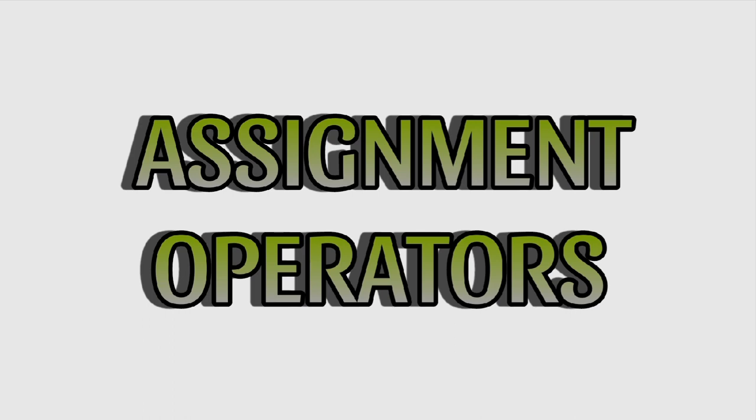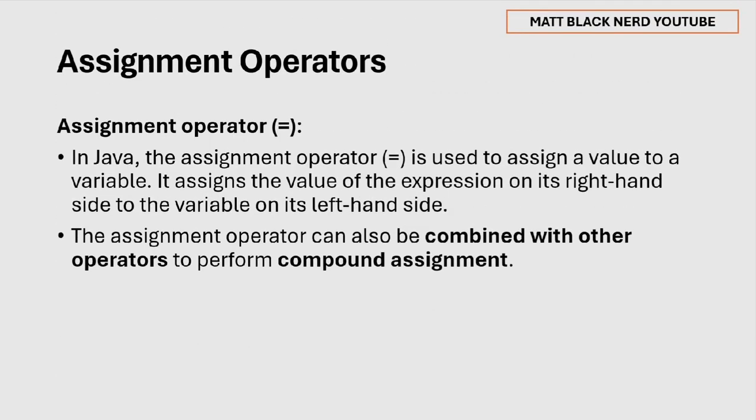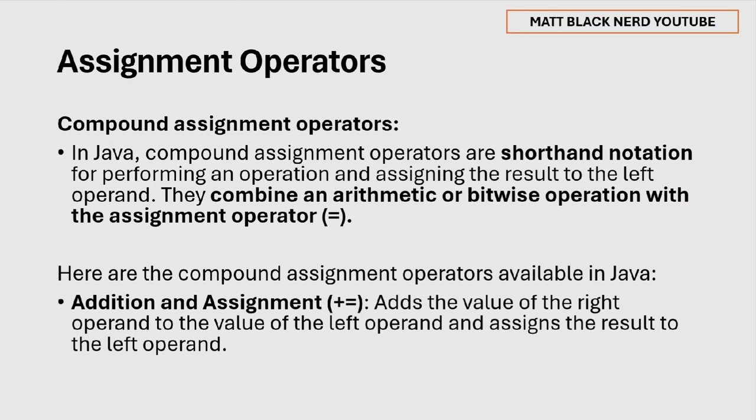What are assignment operators? In Java, the assignment operator equal to is used to assign a value to a variable. It assigns the value of the expression on its right hand side to the variable on its left hand side. The assignment operator can also be combined with other operators to perform compound assignment.